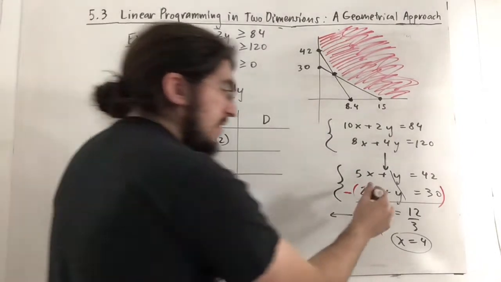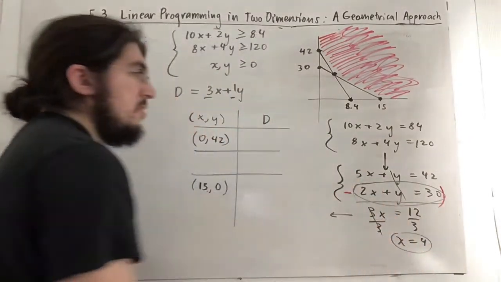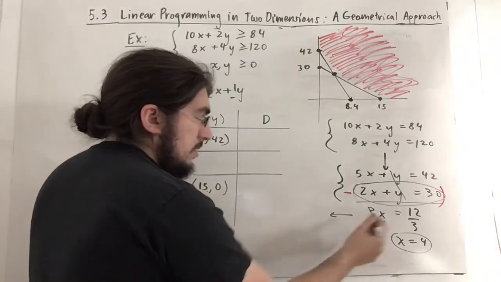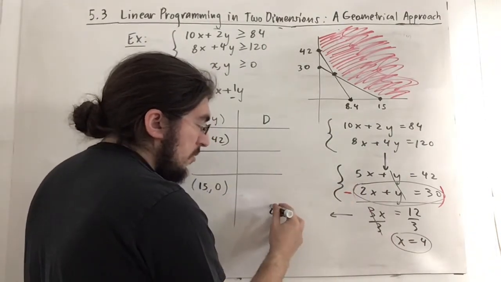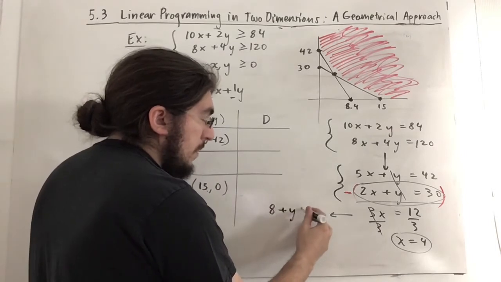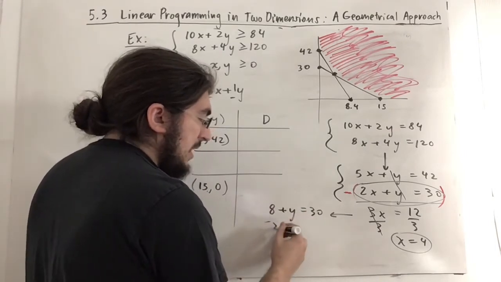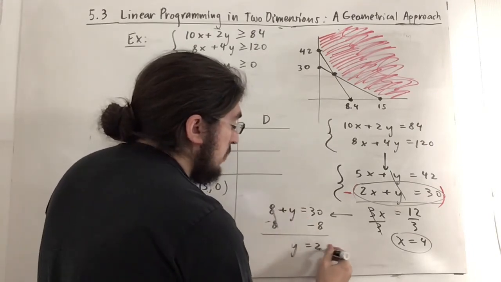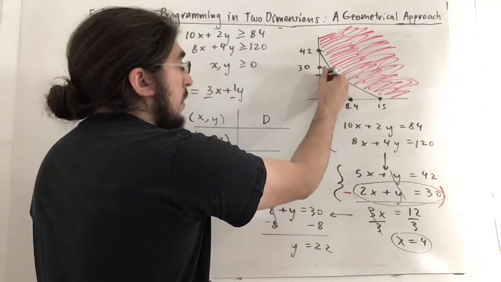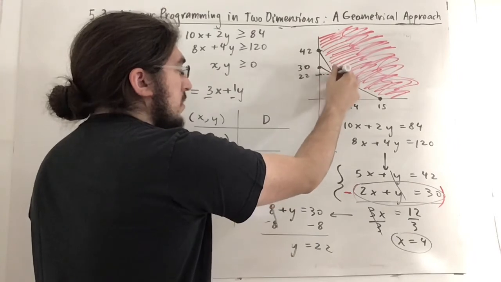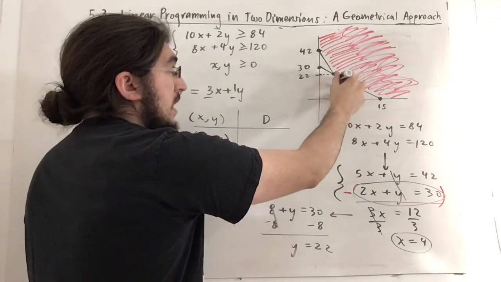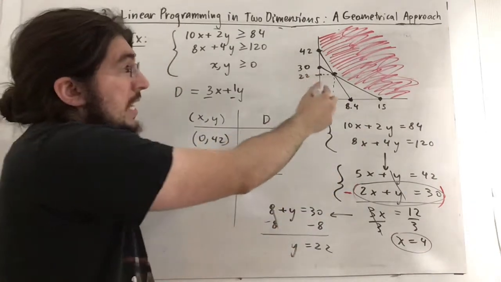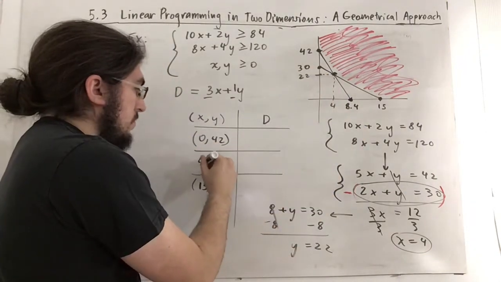Well, we can take this equation here, after dividing the bottom equation by 4, so that's 2x plus y equals 30. Remember, x is 4, so 2 times 4 is 8, plus y would be equal to 30. Subtracting 8 would make y 22. So this should be 22 on the y value and 4 for the x value. So this corner point is actually 4, 22.